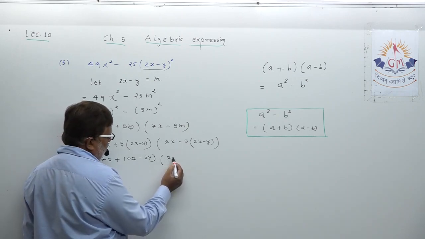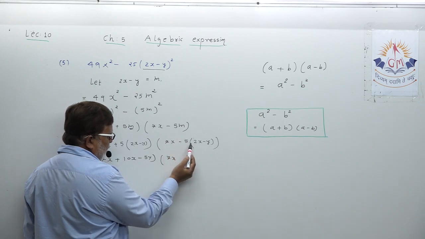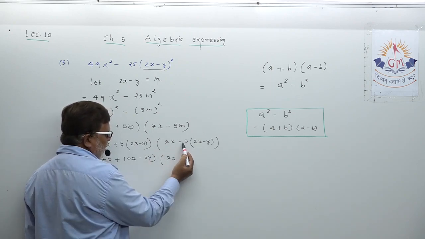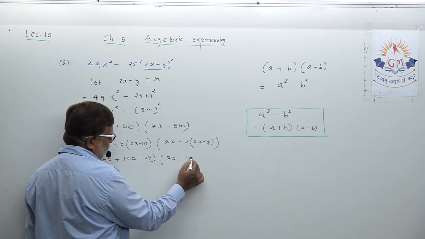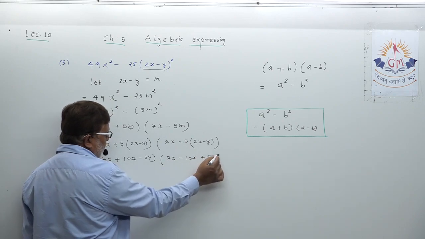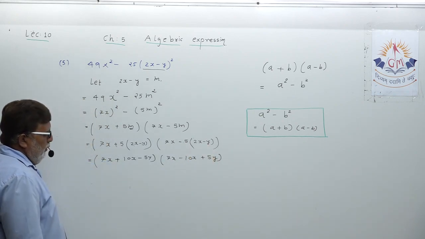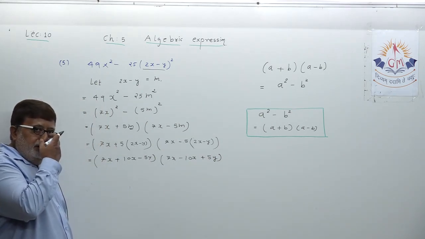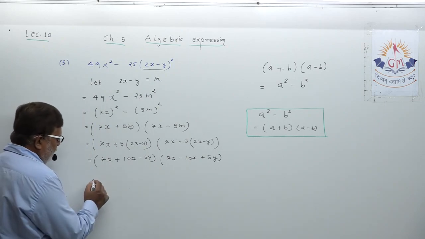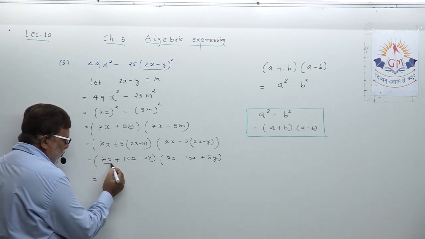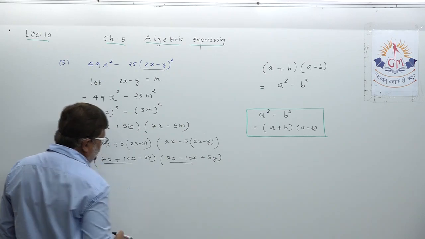Similarly here 7x, because the negative sign appears before the bracket, there will be a sign change: minus 10x, minus minus plus 5y. Do you think that the example is over? Ultimately it is over, but in the bracket there are like terms. See, here like term, here like term.